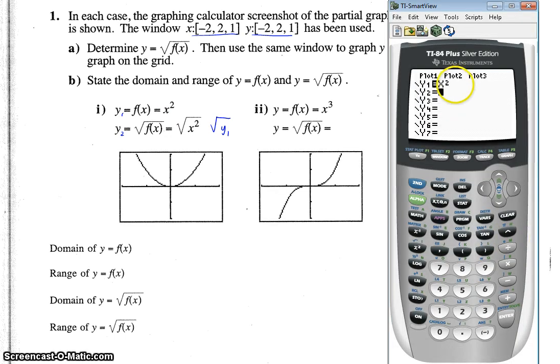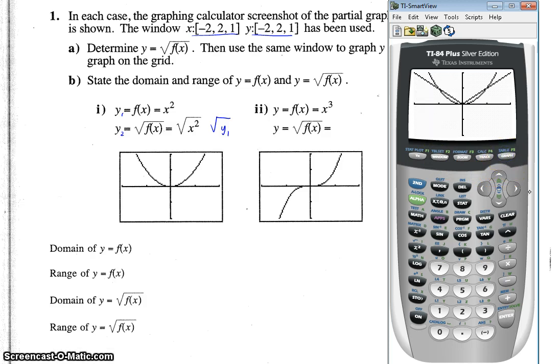Okay, so we should have x squared in y1, and here's what we're going to do in y2. We're going to go square root, and then we want to bring up whatever's in y1, so that way we don't have to change it every time we do one of these examples. So to get the y1 variable showing up, we press vars, and then over to Y-vars, function, and there's our y1. Okay, so there we go, and if we hit graph, and we've set our window settings, -2 to 2 for y min, y max, hit graph, and there we go.